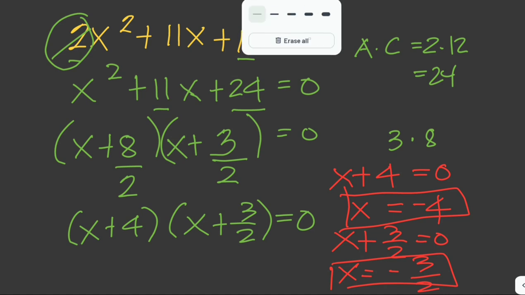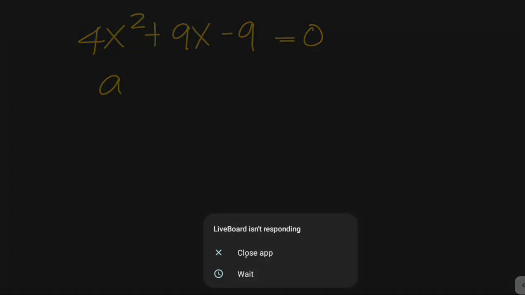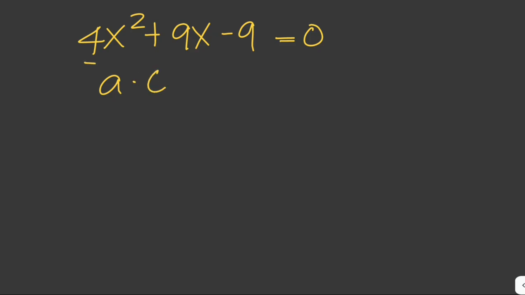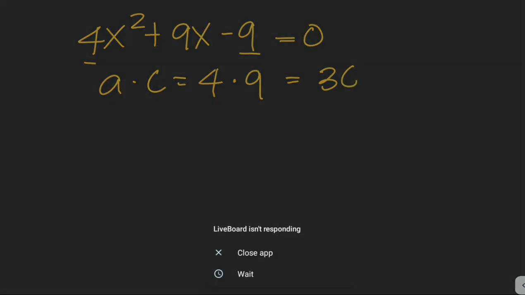Now let's solve another problem using the AC method. Let's say we're given this quadratic equation, 4x squared plus 9x minus 9, and then we equate this to 0. So we multiply a and c. Here our a is 4 and c is 9. So this is just equivalent to 36.